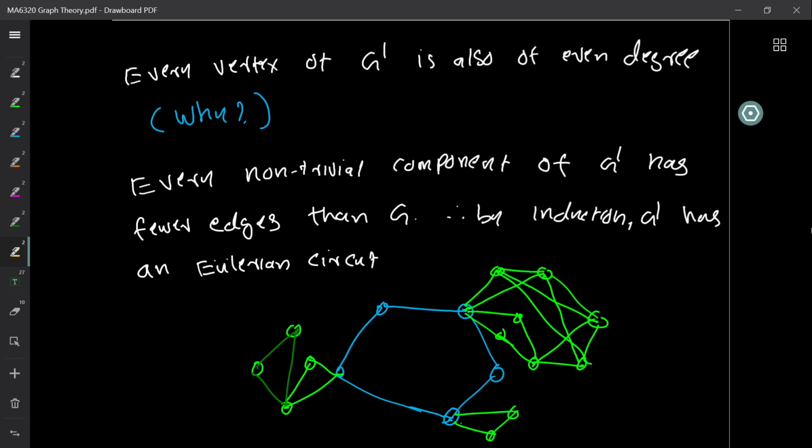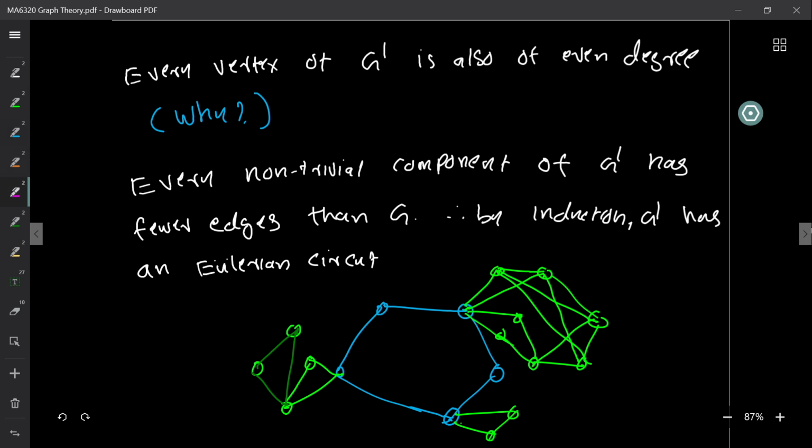Of course, G prime may not be connected, because C may be required to make the graph connected, but it has several components. But now every non-trivial component of G prime also has even degree, and therefore by induction you can say that each of these has an Eulerian circuit. Okay, so here is an example to depict this.